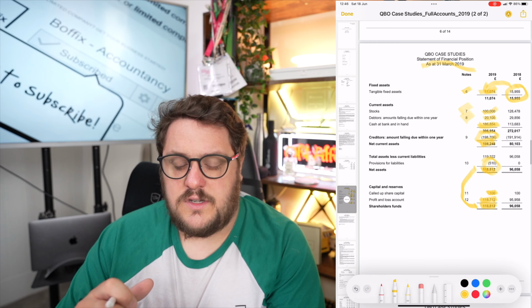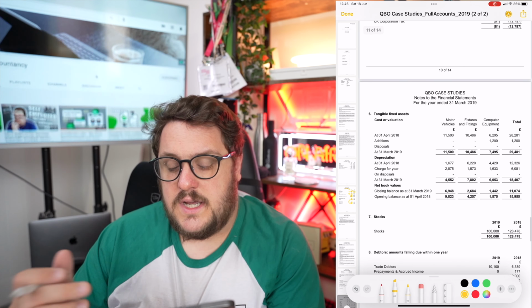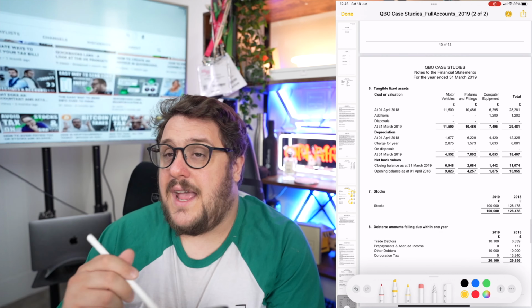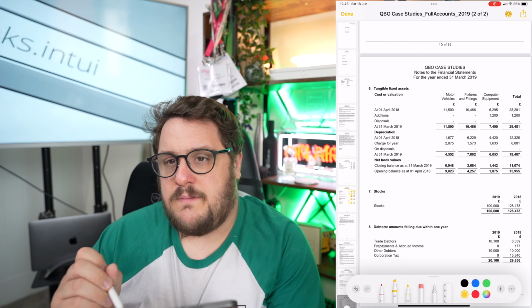Now we noticed those notes, so let's just go through the notes that are relevant to us. Number 6 was our tangible fixed assets. That's giving me a breakdown of what that £11,000 relates to.